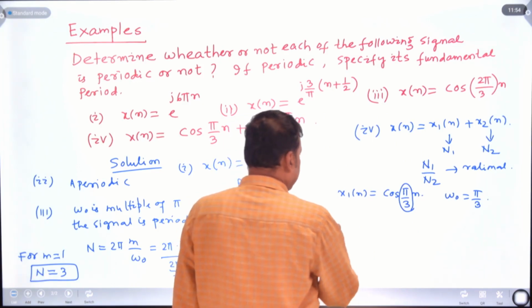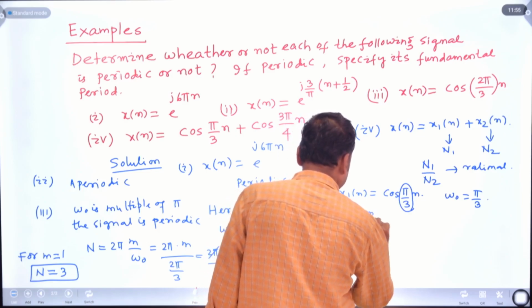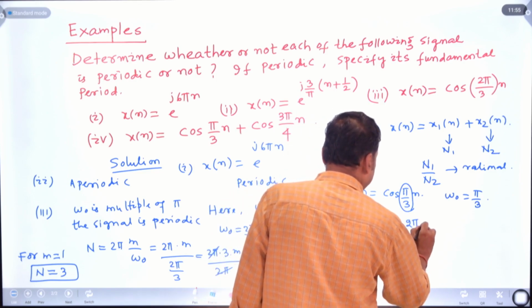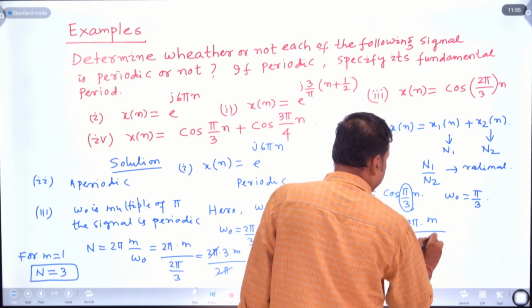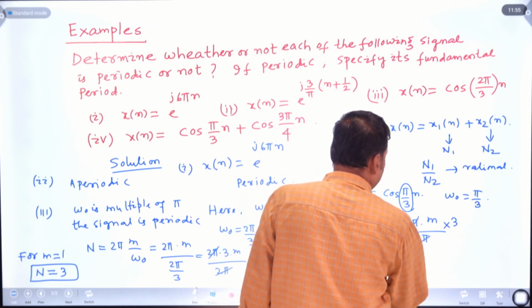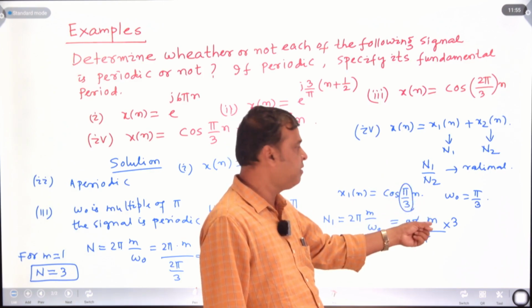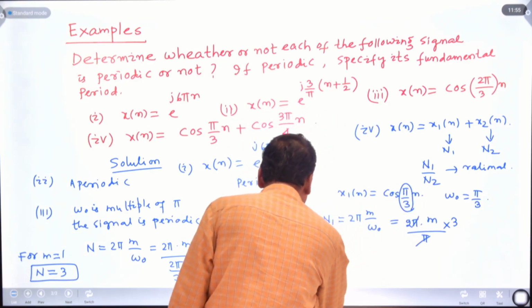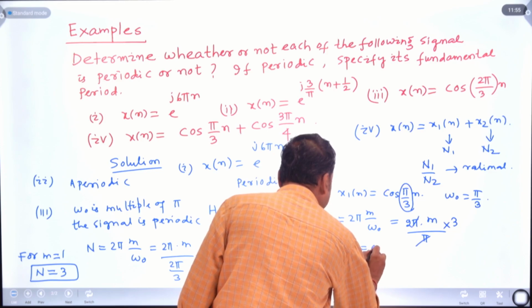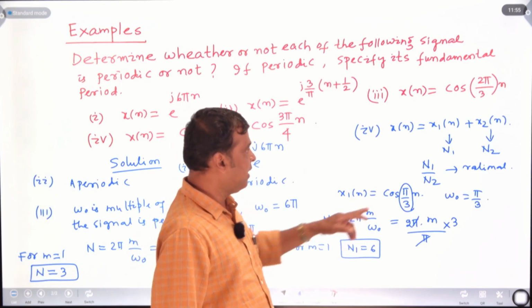To compute n1, what is our formula? 2 pi into m by omega naught. That is your 2 pi. We have to select the value of m. Omega naught is pi by 3. Pi by 3 means 3 comes to the numerator, and the pi will be cancelled out. What is the value of m? The least value of m means m equal to 1. So for m equal to 1, n1 equal to 6. So that is the fundamental period of x1 of n, n1 equal to 6. Next, that is your n2.